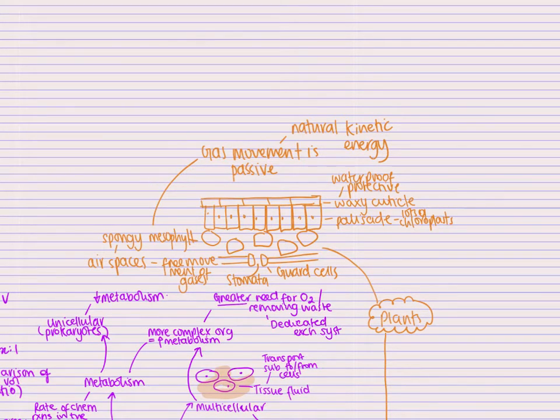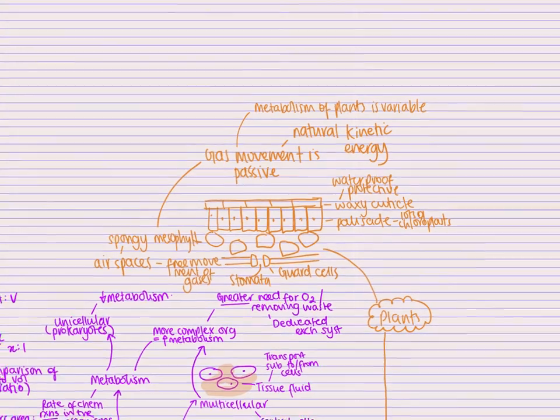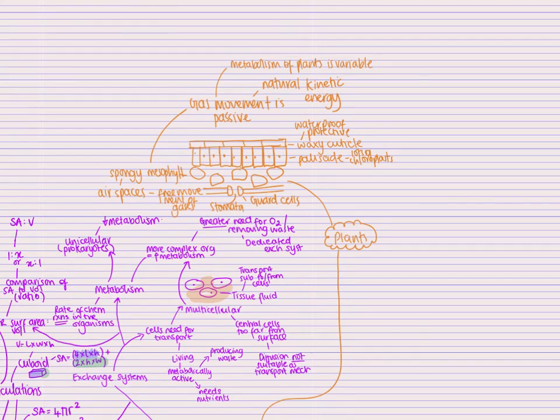However, that gas movement being passive doesn't alter the fact that the metabolism of plants is variable. And by variable, I mean it can change, and that change is dependent on the need of the plant. So if it's in a growth phase, maybe it's going to want to do lots of respiration to get loads of sugars so it can lay down some more organic molecules, maybe grow some fruits. Maybe, though, it just wants to photosynthesize and develop some more glucose in that way. Okay, so we've got our structure. So let's take a look in a little bit more detail at how the gases are exchanged.